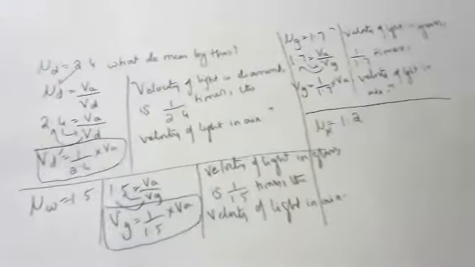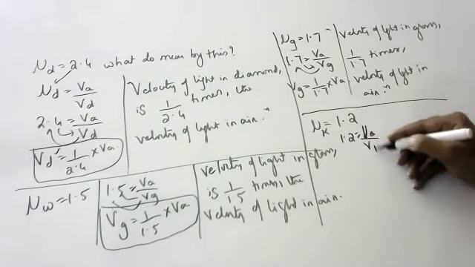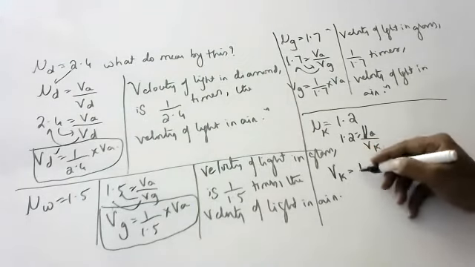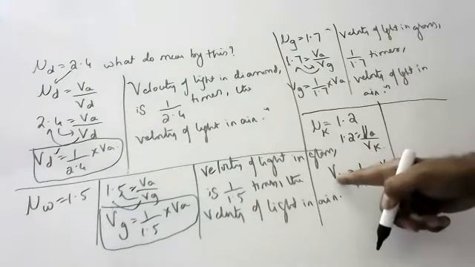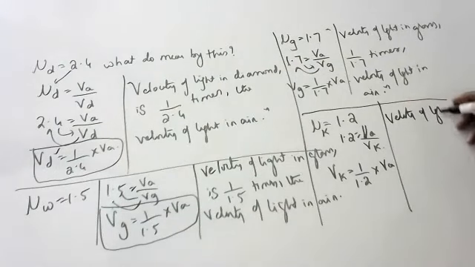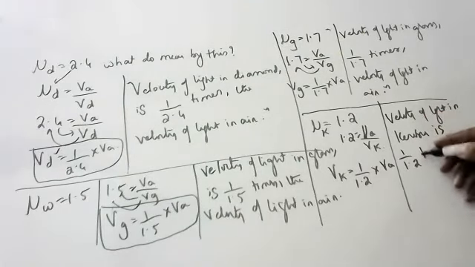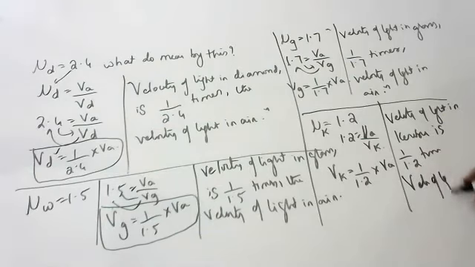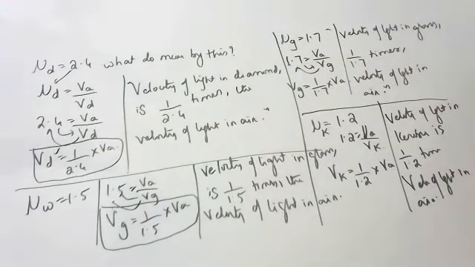So 1.2 is equal to velocity of light in air by velocity of light in kerosene. So the velocity of light in kerosene is 1 by 1.2 times the velocity of light in air. That's all. Like this, they're asking, children. This is the standard textbook question. This is all I gave for you to understand the question, children.